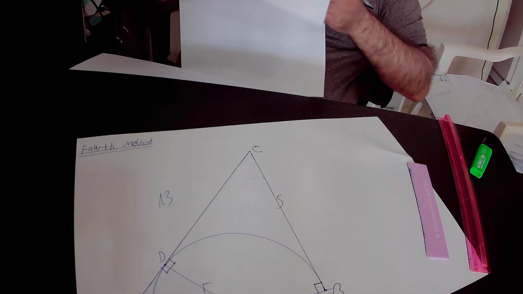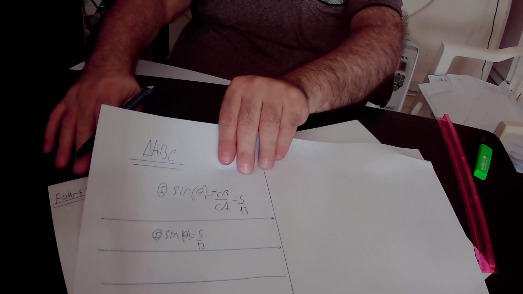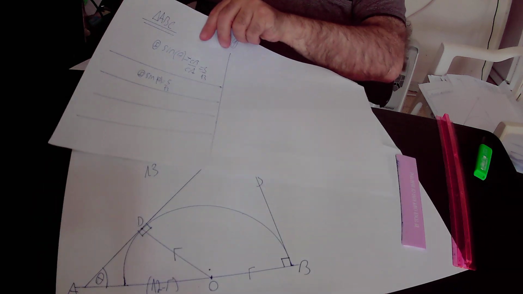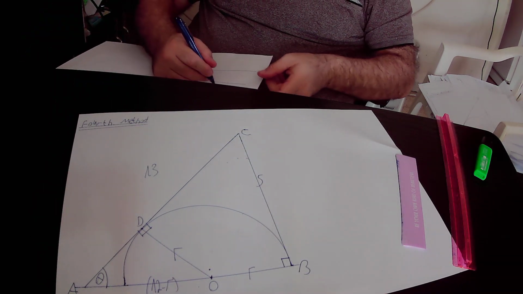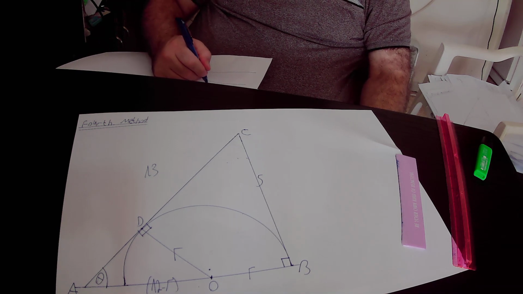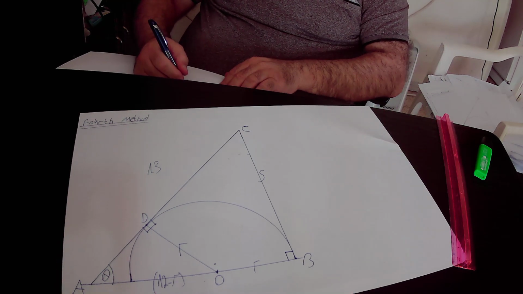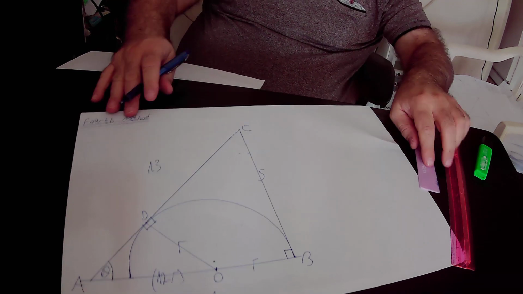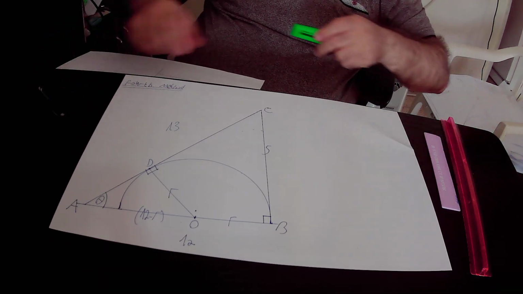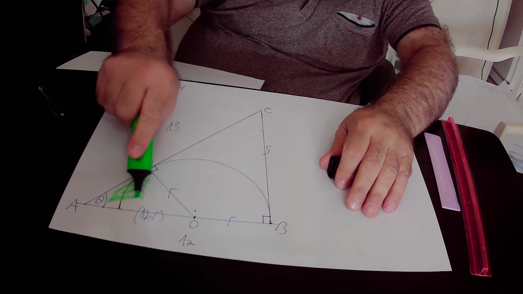Okay, here, sin theta equals 5 over 13 according to equation number 1. In the next step, we will focus on the right triangle ADO.